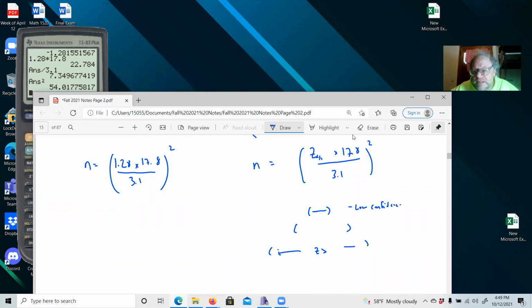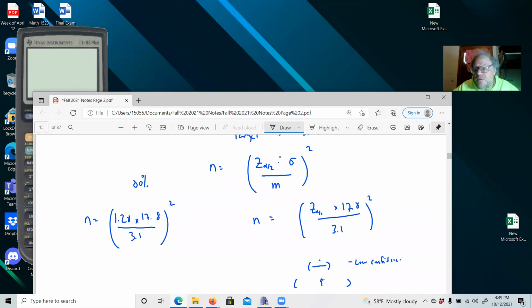Okay, let's write it a different way. The z here has to be going up from the previous one. The confidence coefficient has to be going up from the previous value. So if I make this bigger, it's just got to be bigger than 1.28. What if it was 2?